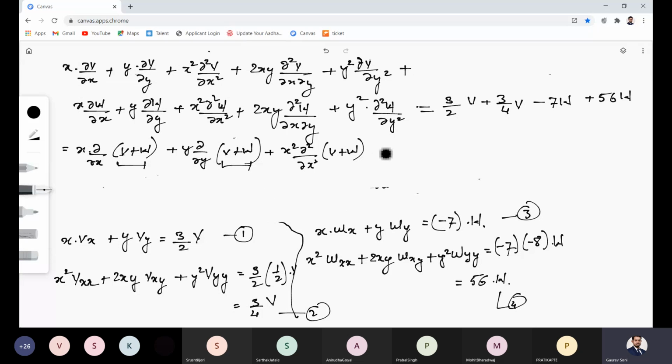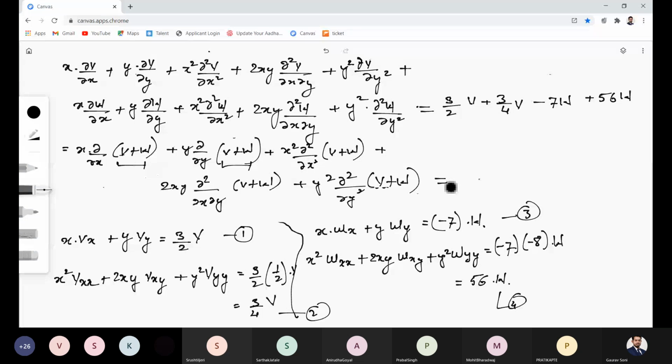So this is plus 2xy second derivative with respect to xy in bracket v plus w. And the last term is y square second derivative with respect to y of v plus w. And the final answer is going to be 3 by 2 plus 3 by 4, 9 by 4 v, minus 7 plus 56 means 49 w.